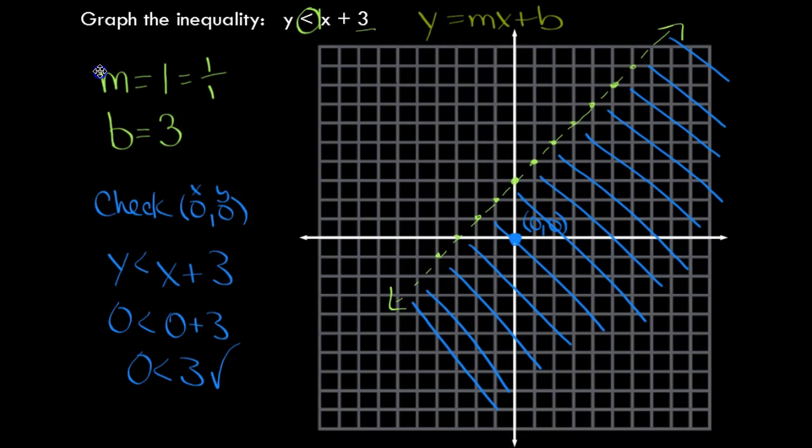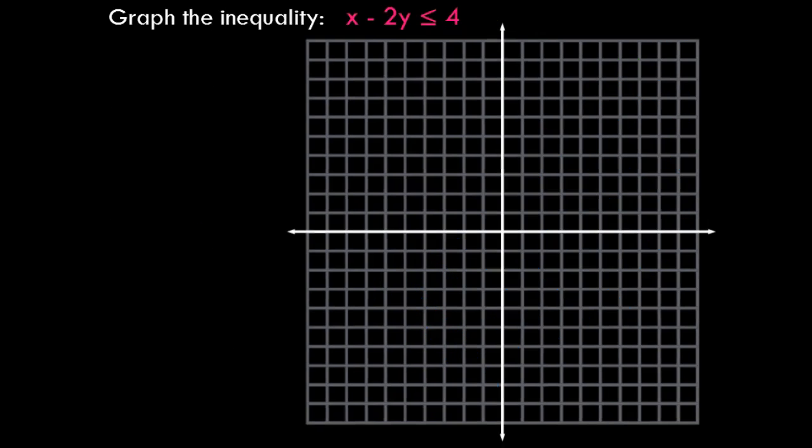Alright, let's try something else. We have the inequality x minus 2y is less than or equal to 4. So we're going to have to do some editing here.